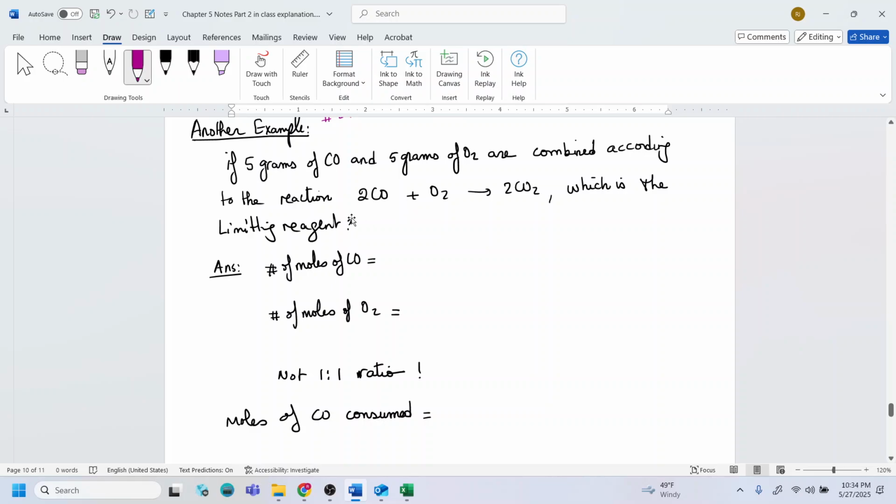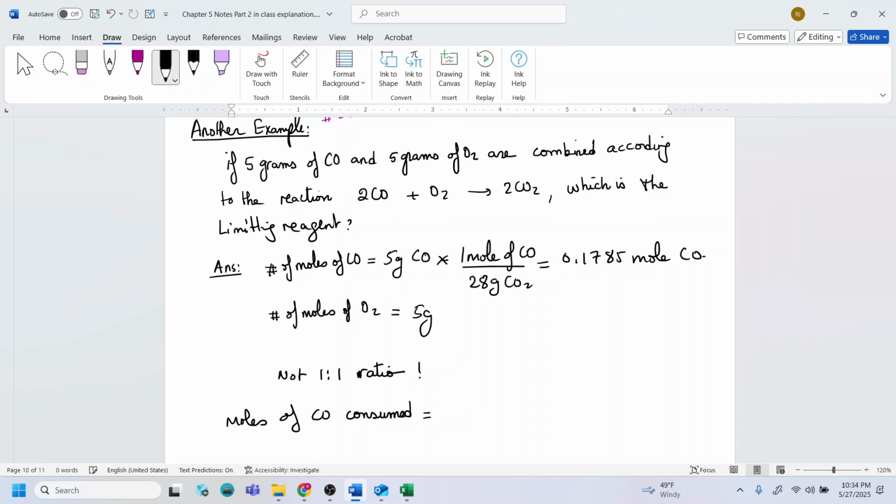Okay. Again, you look here, similar to the steps earlier, you don't have a 1-to-1 mole ratio, you guys. So if there's no 1-to-1 mole ratio, we're going to follow the exact steps in there. We're going to calculate the number of moles of carbon monoxide, which is 5 grams of carbon monoxide multiplied by 1 mole of carbon monoxide divided by the molecular weight of carbon monoxide, and we will get the number of moles of CO. We're going to do the same thing for the oxygen.